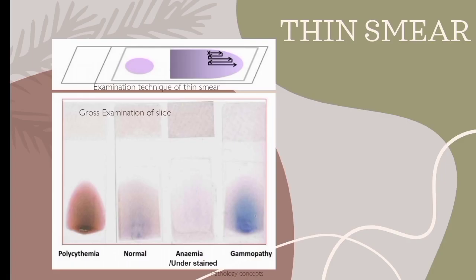Thin smear. Gross examination, meaning looking at the stained slide, gives a lot of information. As you can see in this picture, the first slide is a dark stain with a lot of hemoglobin content, which may suggest polycythemia. The second slide is a normal peripheral blood smear. The third slide is looking paler than the second slide. It is due to anemic blood or improper staining or understaining of the smear. The fourth slide is looking dark bluish in color, which is due to paraproteinemia like gammopathies. An example is multiple myeloma.